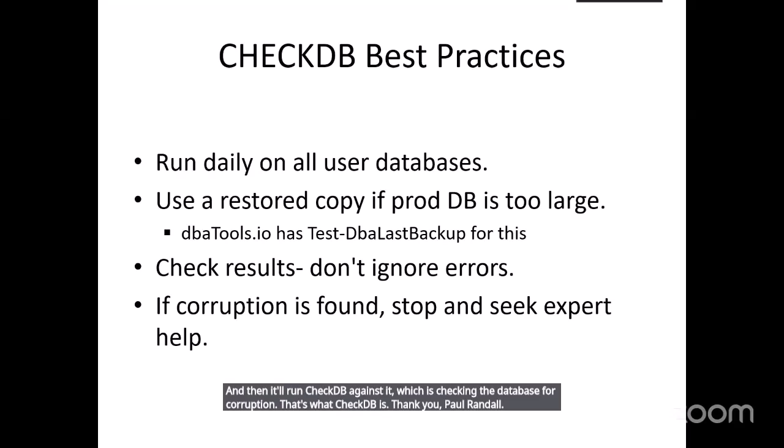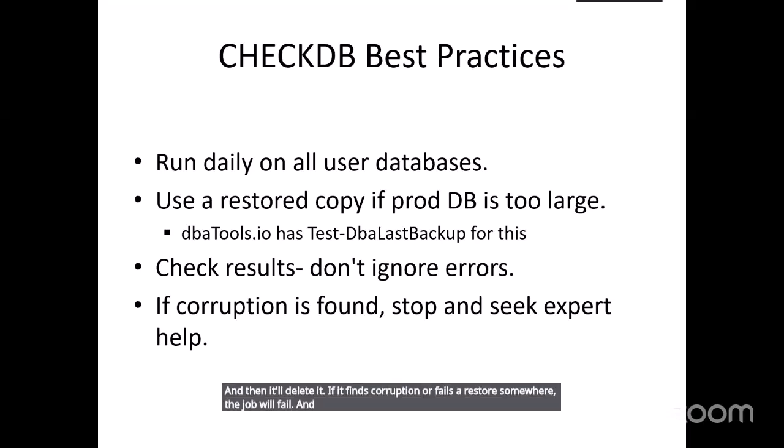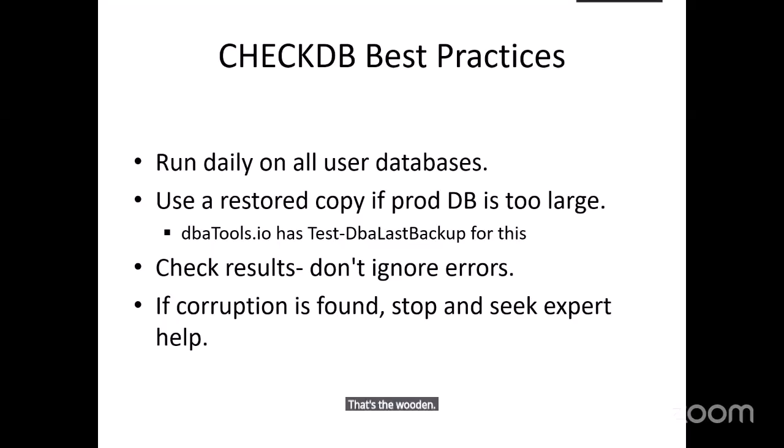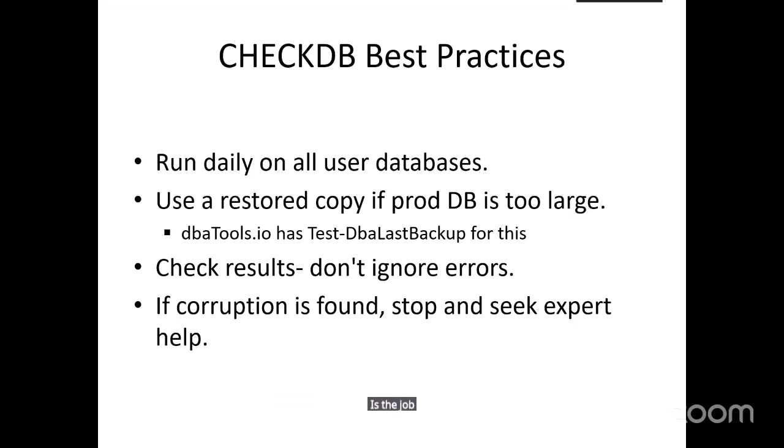And then it'll delete it. If it finds corruption or fails a restore somewhere, the job will fail. And as a good almost DBA, you've set up an alert to tell you that that job failed. That's when you know you need to go address that before you address anything else. Is the job broken, or is there corruption in the database, or did my restore fail for some reason?